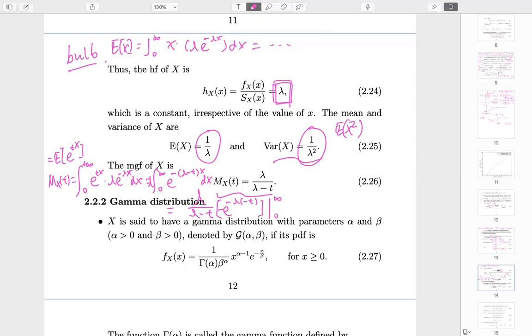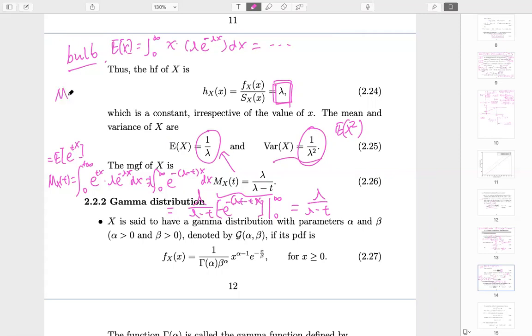From 0 to infinity. When you plug in 0, or when you take the limit, this is lambda minus t times x. When you take the limit of x going to infinity, this exponential goes to negative infinity, so it's 0. When you plug in 0 it is 1, so that is why you get this. So from here, you can easily differentiate to get the result, right?